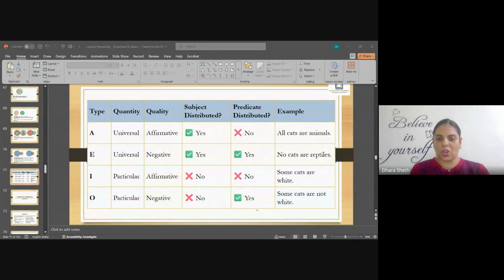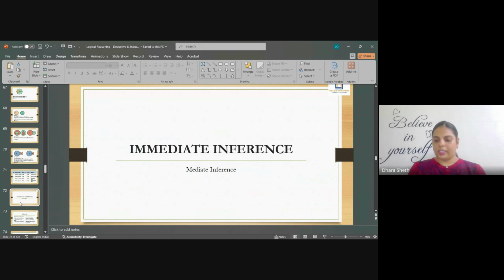Clear with this concept of A, E, I, O: universal affirmative, universal negative, particular affirmative, particular negative, and distribution? And clear with the fact that there is a major term, minor term, and middle term? Okay. Next, the next concept is immediate and mediate inference.